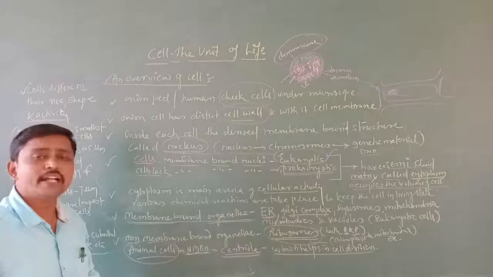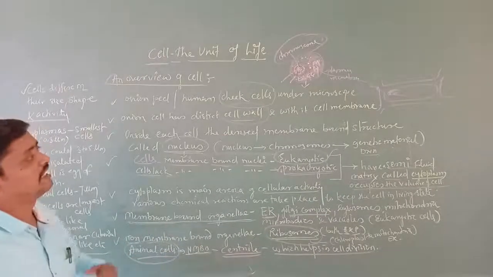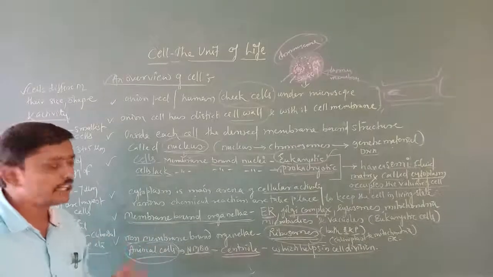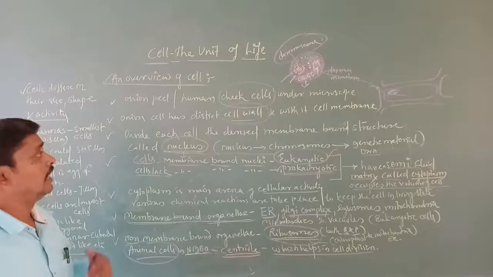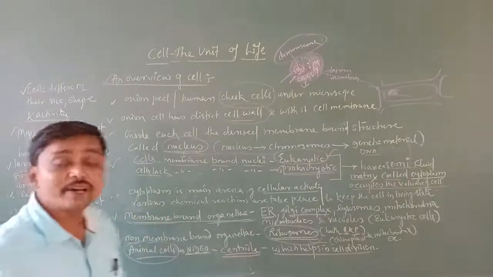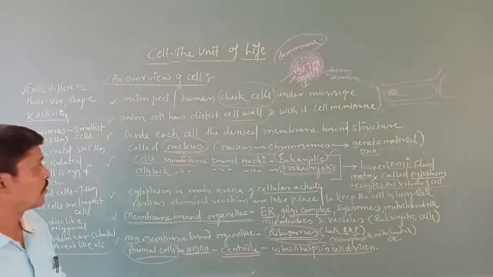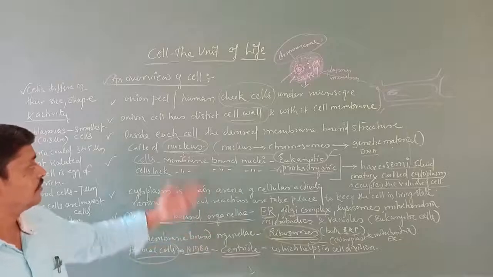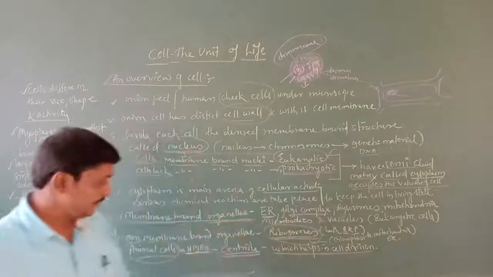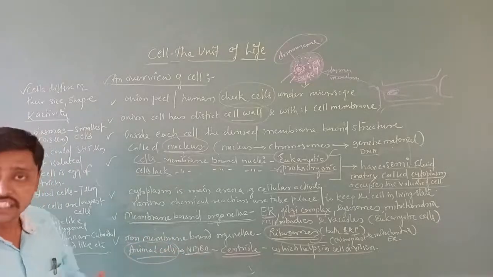In the next class, we will discuss in detail the cell wall, the difference between animal cell and plant cell, the difference between eukaryotic and prokaryotic, and the structure of the plasma membrane. Then we will discuss the membrane bound organelles, nucleus, endoplasmic reticulum, Golgi complex, lysosomes, etc. in detail, and the non-membrane bound organelles, ribosomes and centrioles, in detail.